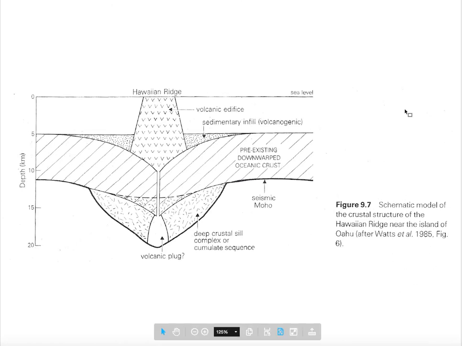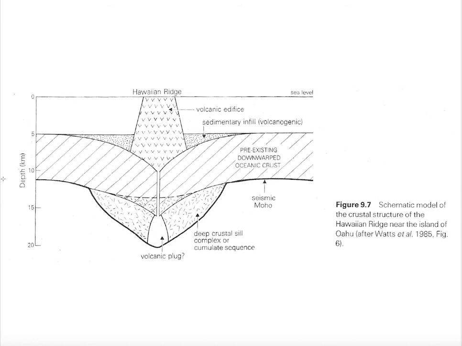Here we have the seismic Moho, that is the seismic Moho, and here we have the volcanic plug and the rise up of the melt, and then we are forming here the Hawaiian Ridge. The Hawaiian Ridge is then near the islands of Oahu.